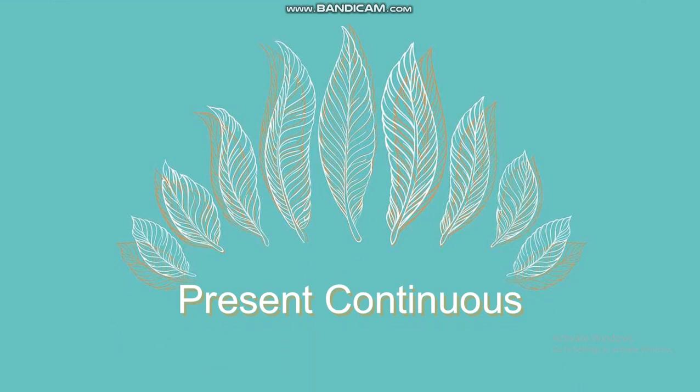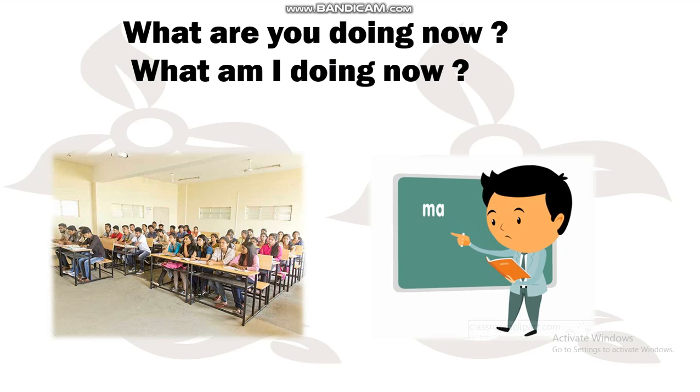So when do we use the present continuous? We use it to talk about actions happening at the moment. What I'm doing right now. So I'm explaining the lesson and you are listening to the lesson or to my explanation. So we use the present continuous. So let's see. As you can see here in the picture, what are you doing now and what am I doing now? So as for me, as you can see, I'm a teacher, so I'm explaining the lesson while you are the students, you are listening to my explanation.